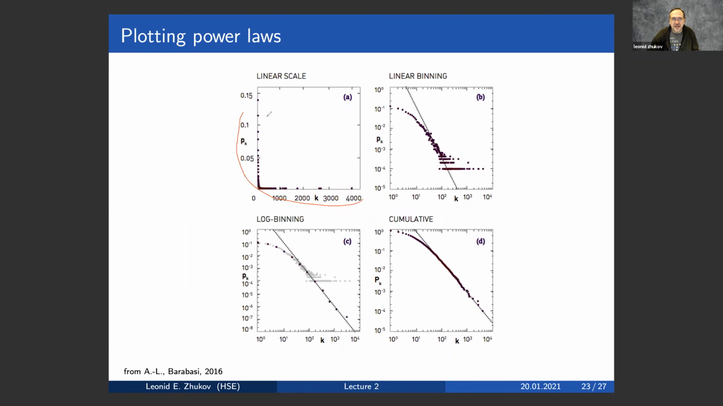Well, this is a distribution when I just plot it as is, right? On the y-axis there is a probability, and on the x-axis, that's your node degree. Okay, I can be smarter and plot this in logarithmic scale, on both axes, X and Y. And then I get this distribution, and I need to draw a line.